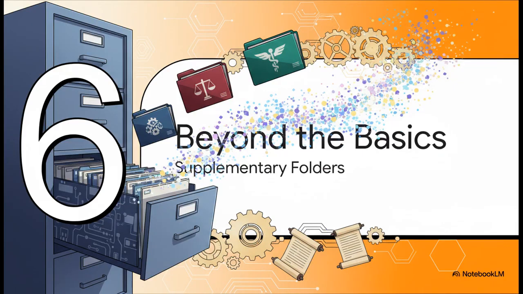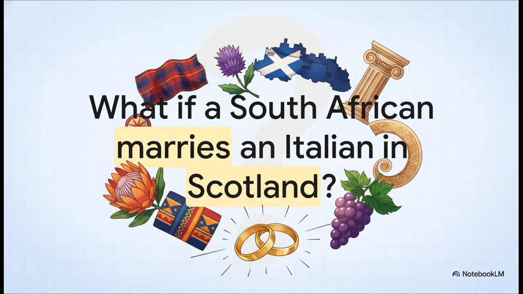Finally, Section 6, Beyond the Basics, the supplementary folders. Ask yourself this. What happens if Lorato, who is South African, marries Pedro, who is Italian, while they're on vacation in Scotland? I mean, whose marriage laws actually apply there? It's a super messy horizontal relationship that is suddenly crossing vertical state borders. This hypothetical directly demonstrates exactly why the system needs a highly specific folder called Private International Law, which is specifically designed to untangle these tricky cross-border private relationships.